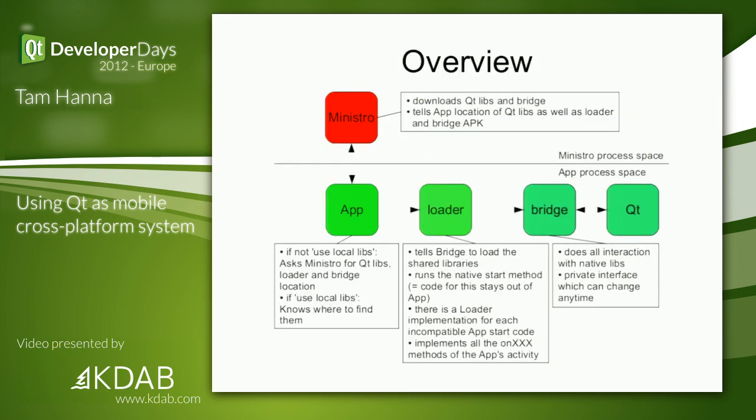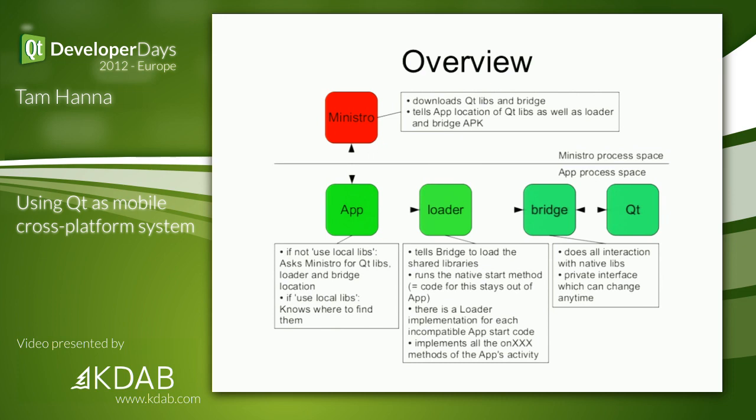And with this, we have the structure. We see here we have Ministro, and if the application starts, it starts up a little Java wedge, and the Java wedge basically jumps into the native code. That's the structure which you have here.